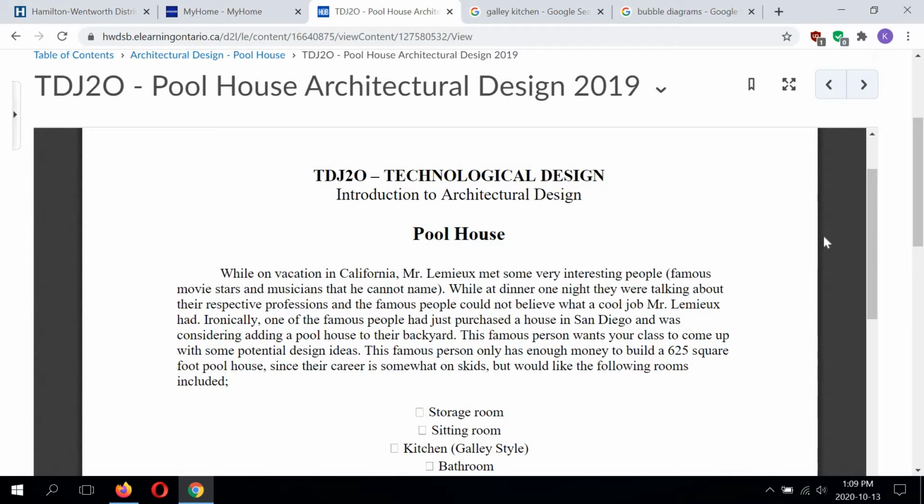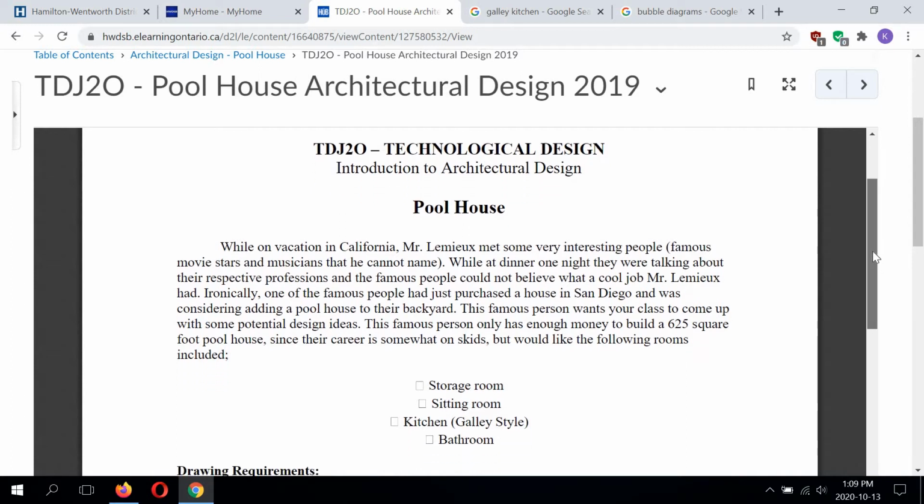This famous person only has enough money to build a 625 square foot pool house, since their career is somewhat on skids, but would like the following rooms included: storage room, sitting room, a kitchen, and this must be a galley style kitchen, and a bathroom.